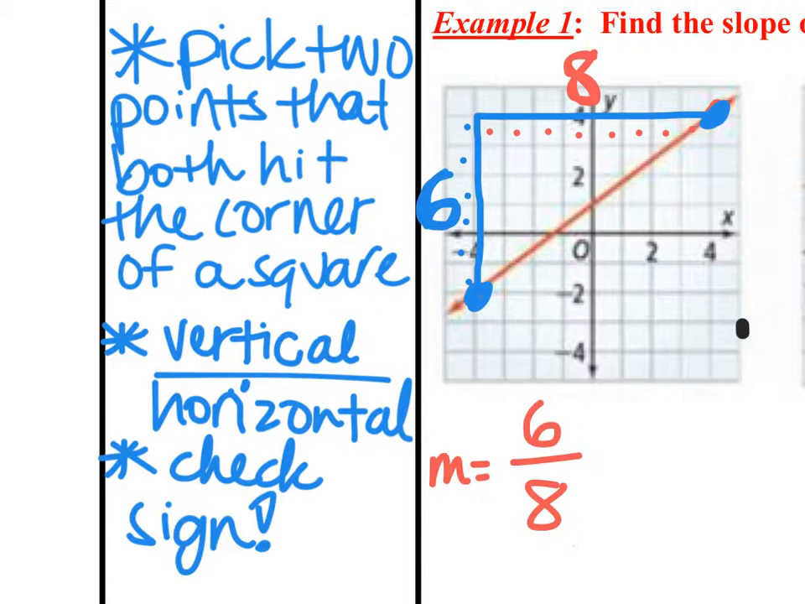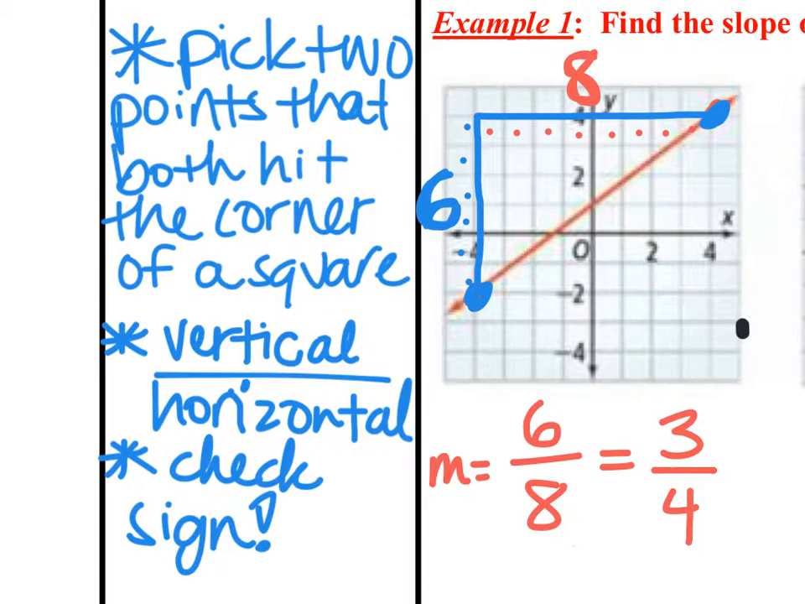That fraction can look better. What should it be, guys? 3/4. That's a simpler way to say it. Okay. So that means that my slope is 3/4. A lot of you would just stop there, but you shouldn't, because we need to make sure we have put the right sign. We've got to know, is this line positive or negative?